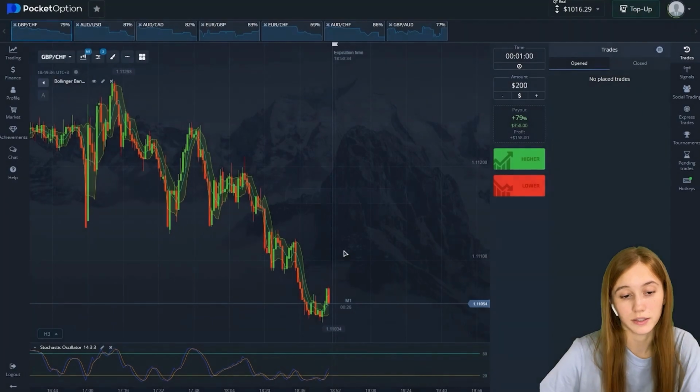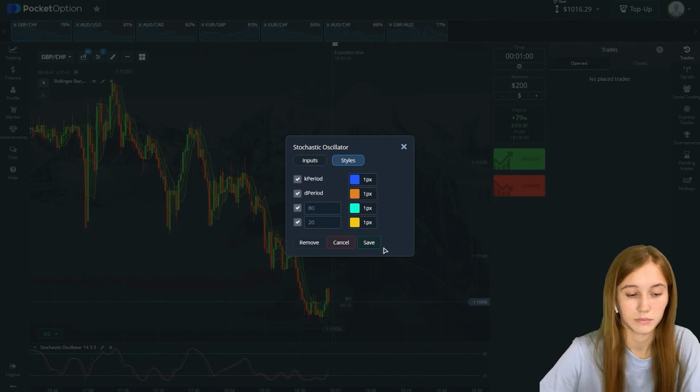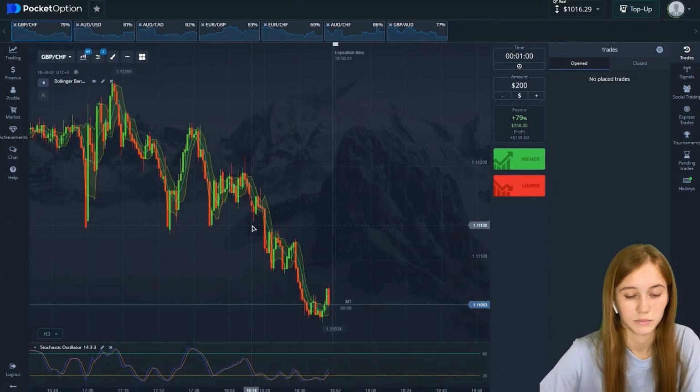You can copy the settings, and the stochastic oscillator. You can also copy the settings. So I showed everything, I think.